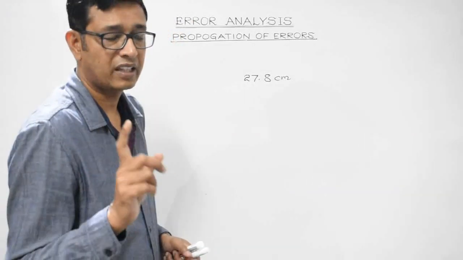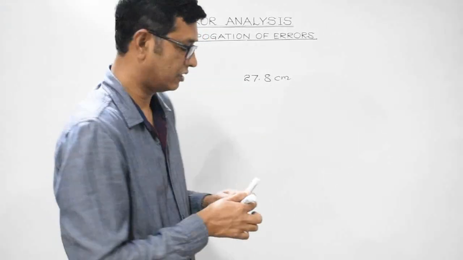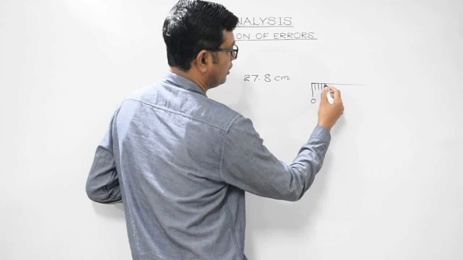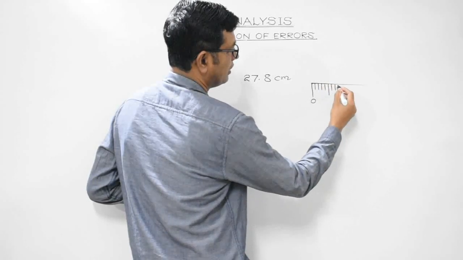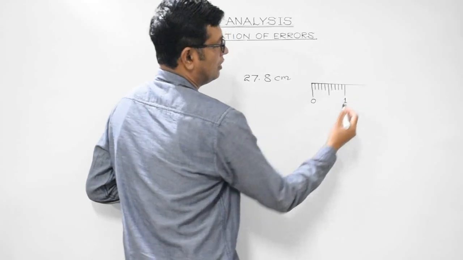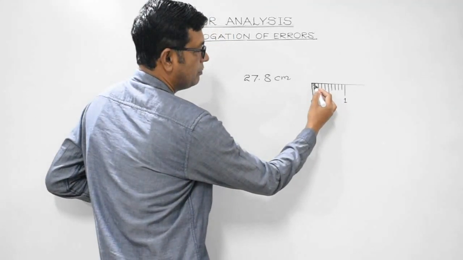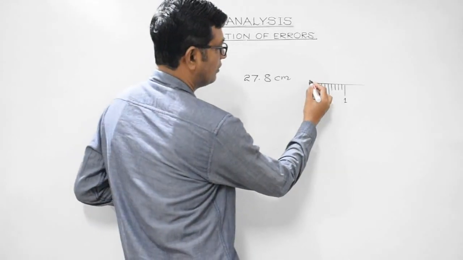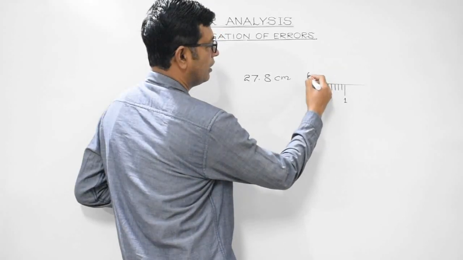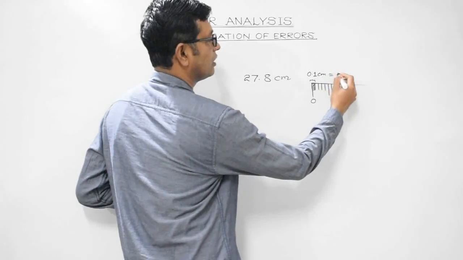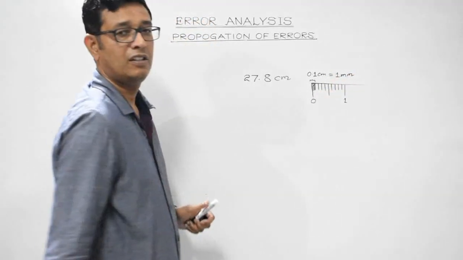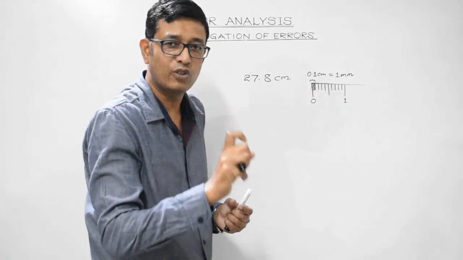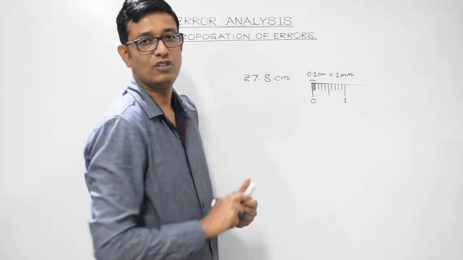Now look, a scale has 10 equal divisions. It's like this: the 0 and it has 10 equal divisions, 3, 4, 5, 6, 7, 8, 9, 10. So this is the minimum measurement which an instrument can measure most accurately, and it is equivalent to 0.1 centimeter, or 1 millimeter. Students, this minimum measurement which an instrument can measure most accurately is known as its least count.